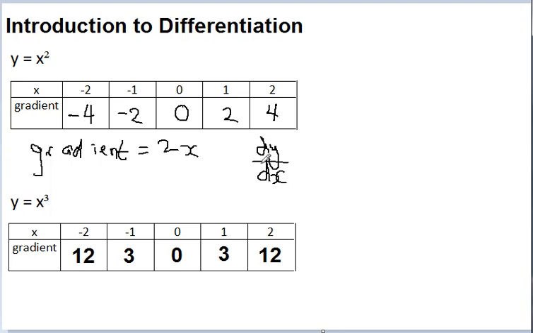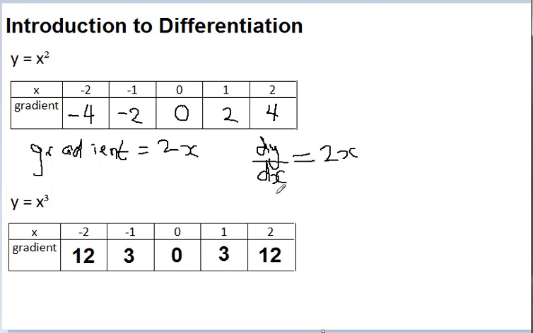And the reason we do that is because in the 17th century, when Gottfried Leibniz was thinking about differentiation and doing it for himself, this is what he used for the word gradient instead of writing out the whole word. He used dy by dx. So the gradient function for y equals x squared is dy by dx equals 2x.